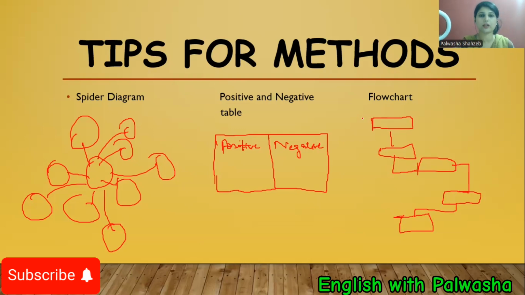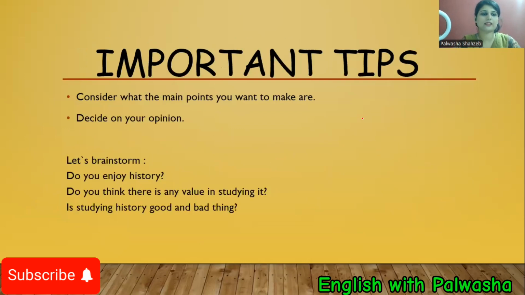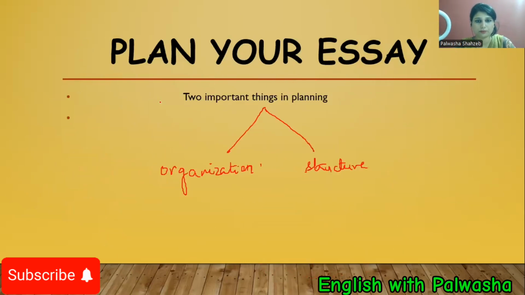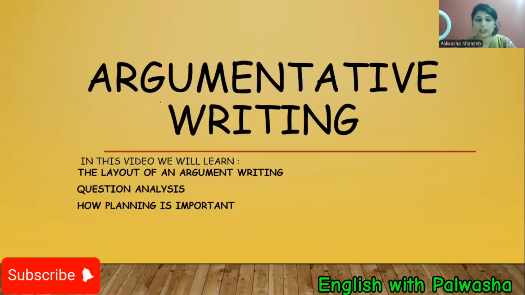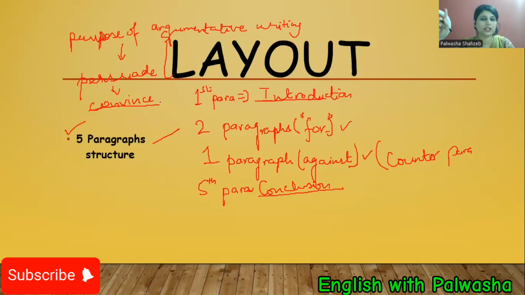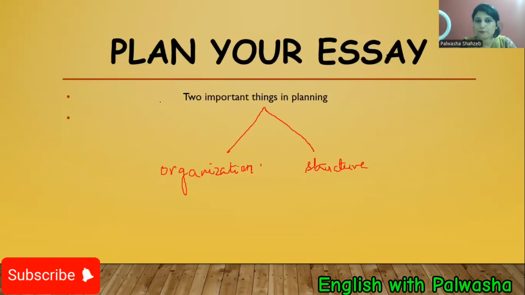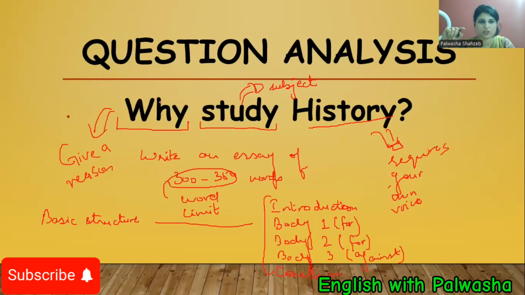Now let's move on towards the main thing. These are the important tips which I'm going to share with you right now. Consider what the main points are. Now the topic is in front of you, so just do some brainstorming. Now the layout is in front of you. You got to know the structure. You've planned your essay with proper organization and structure. Now you've got the topic, and you know how to focus on the keywords of the topic.